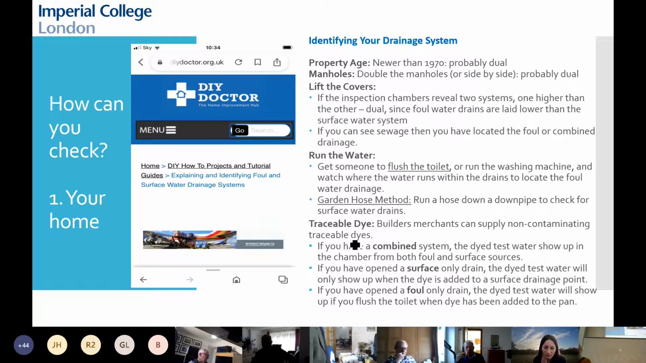Run some water. You can run some garden hose down the rainwater, and you can flush the toilet to find out where the foul water is going. You can buy traceable dye from the builders, and as it says, you can check where it's going. Shove some red dye into your foul water and possibly some green dye into your clean water and see where they turn up within the system if you've got a separate system.